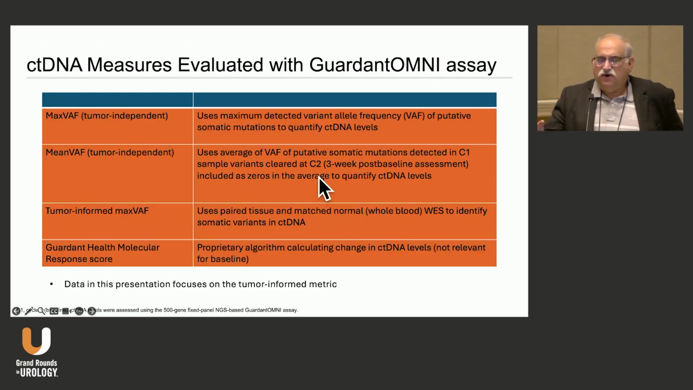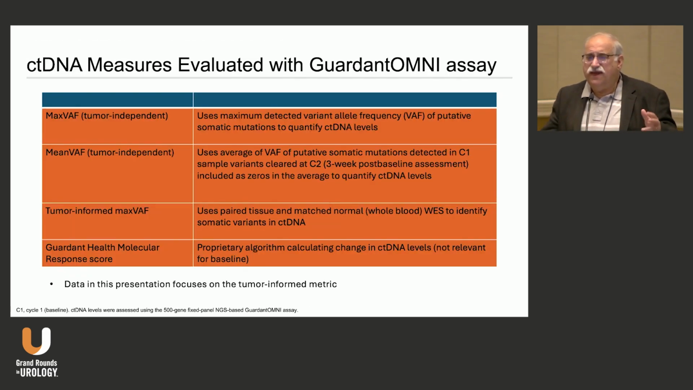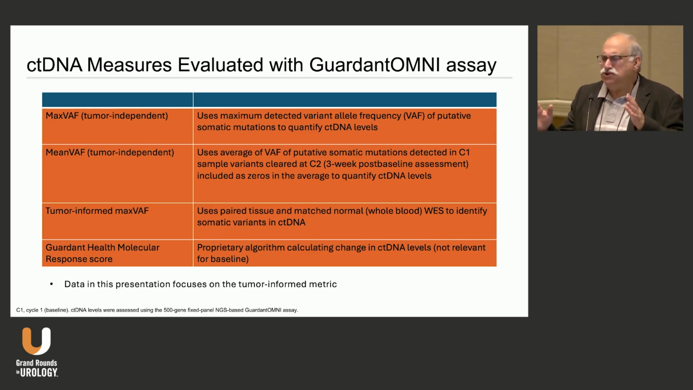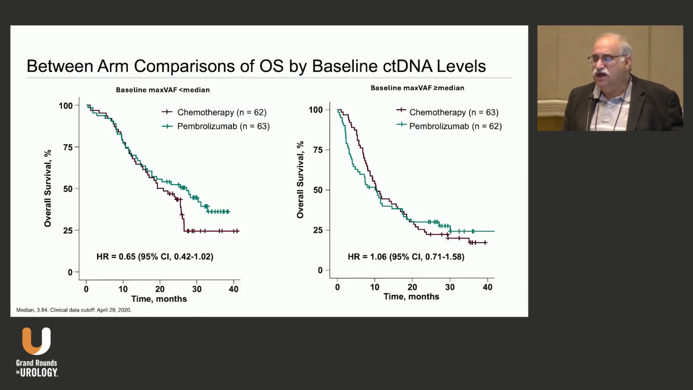I show you this because I'm hoping maybe somebody smart like Dr. Petrylak can figure this out. They came up with these circulating tumor DNA measures: maximum, mean, tumor-informed, Guardian Health. I don't really understand it, but it was very important in their study to look at these different assessments of circulating tumor DNA. And again, the overall survival, as you can see, was actually improved with the Pembro.